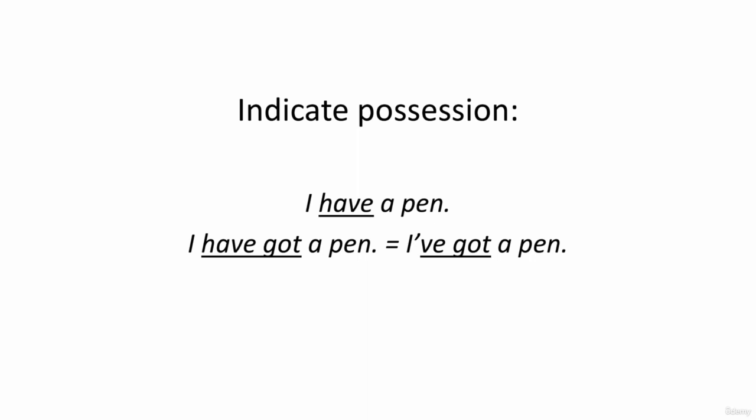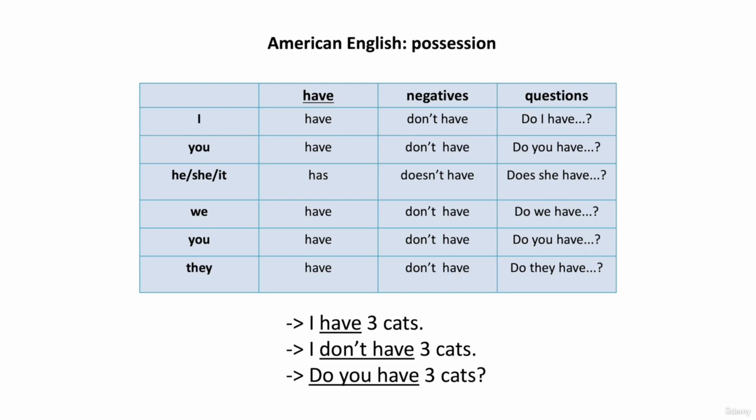Interestingly, there are two different ways to talk about possession or ownership. We can say, I have a pen, or I have got a pen, which is generally contracted to I've got a pen. In American English, to indicate possession, we do not use the word got.